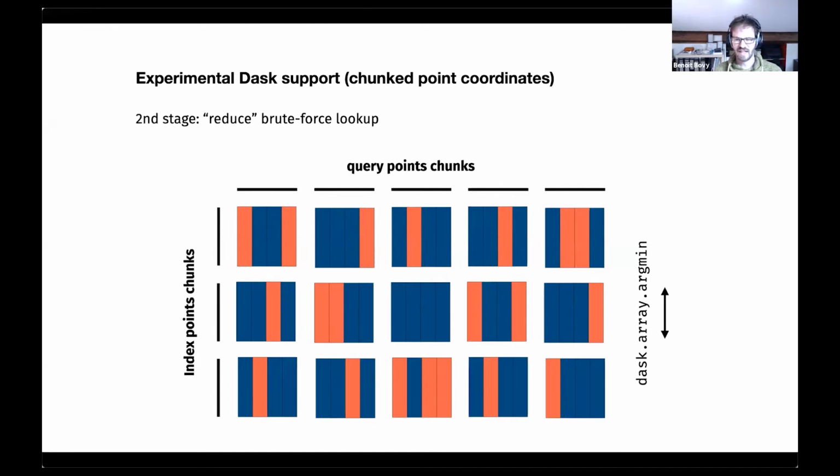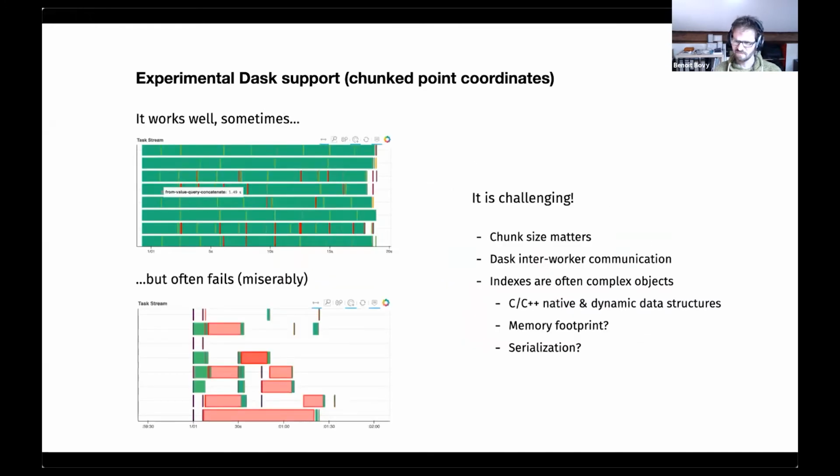It's quite simple, maybe a naive approach. It works well sometimes, like in this task stream, but often, yeah, it fails miserably. But it's not because Dask is not great. Actually, Dask is a great library, but rather maybe because my experience with Dask is a bit limited. It's also a very challenging problem, I think. Like most Dask operations, chunk size matters.